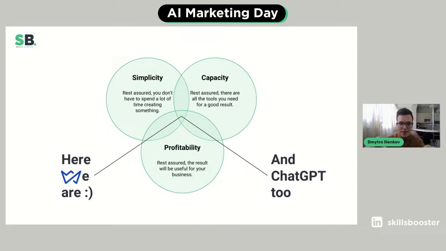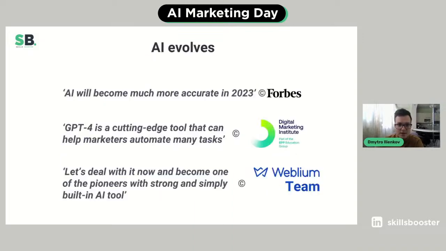And we can see on this diagram that when you use Weblium and ChatGPT, both of these tools can provide you with these useful features. And combined, we can provide even more value for our customers. Also, on this slide, we can see some feedback about artificial intelligence and ChatGPT specifically.